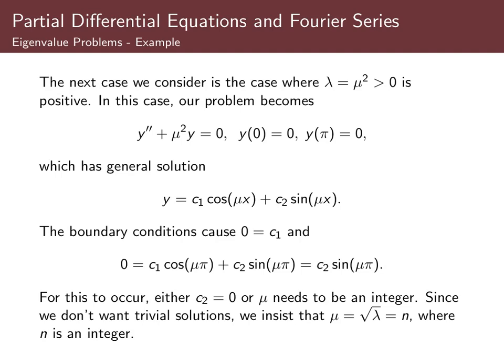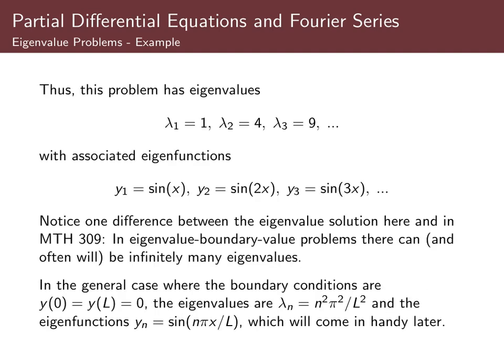And the second boundary condition tells us that 0 must be equal to c2 sine of mu pi. Again, we don't want c2 to equal 0, so we're going to insist that sine of mu pi is equal to 0, which means that mu has to be an integer. If mu is an integer, that means each lambda is the square of an integer. Okay, so 1, 4, 9, 25, they all work.